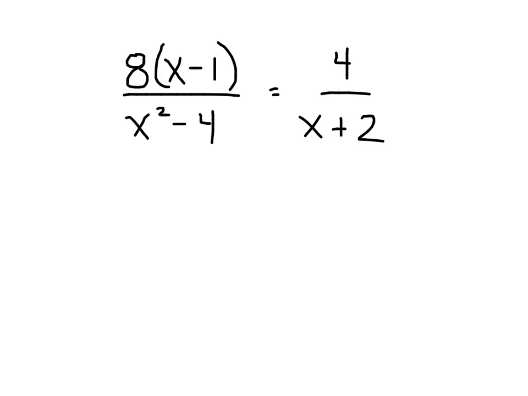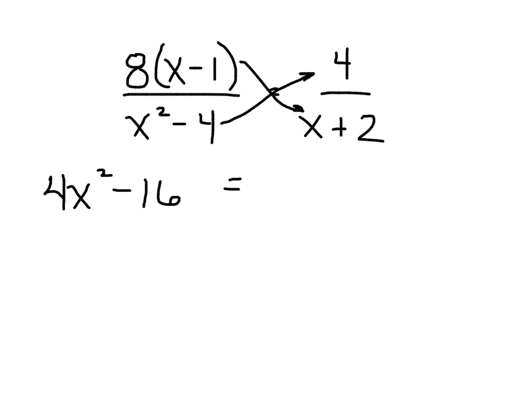Can you cross multiply this one also? Yeah. Why? It's one fraction equaling another. Do you want to do it that way? Yeah? Okay. So when I cross multiply, does it matter which way you go first? No. What's x squared minus 4 times 4? 4x squared minus 16. Good.